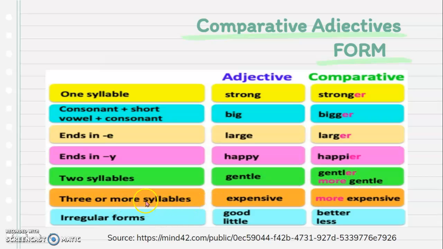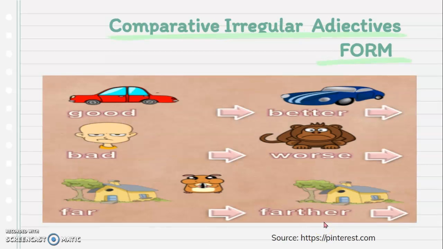When we have three or more syllable adjectives, like for example, expensive, the comparative is more expensive. And finally, we have irregular adjectives. For example, good, and the comparative is better, or little, and the comparative is less. Irregular adjectives are good, and the comparative is better, bad, the comparative is worse, far, and the comparative is farther.